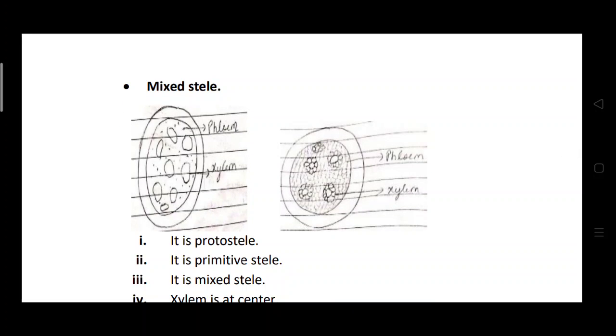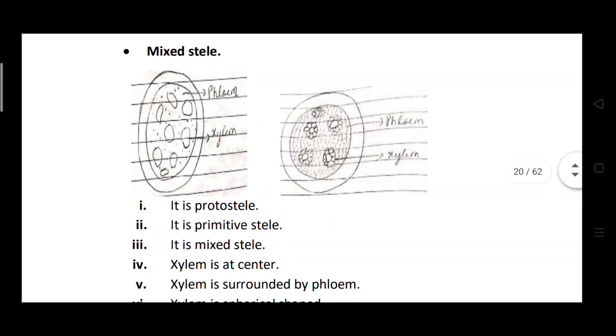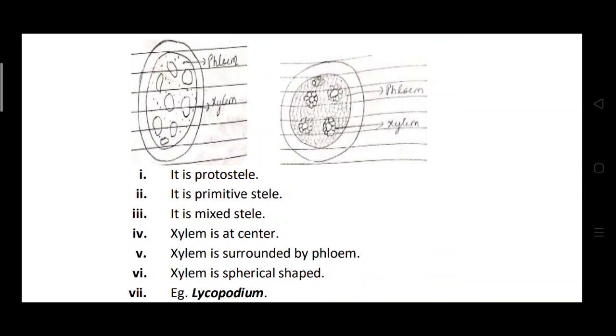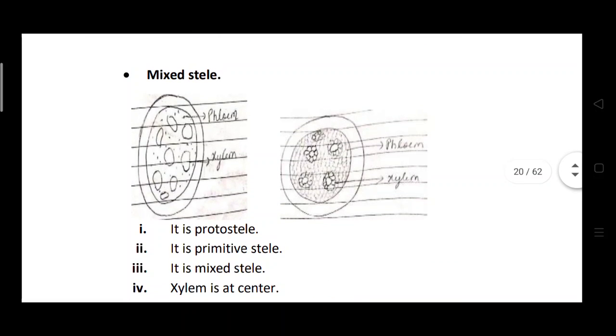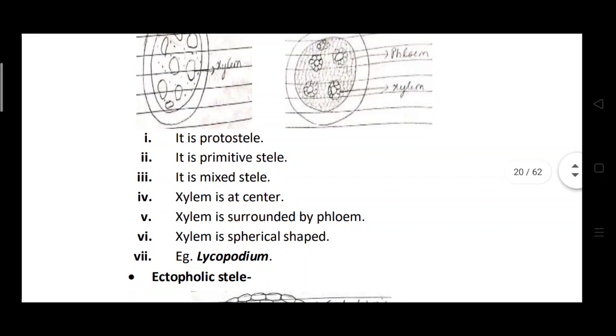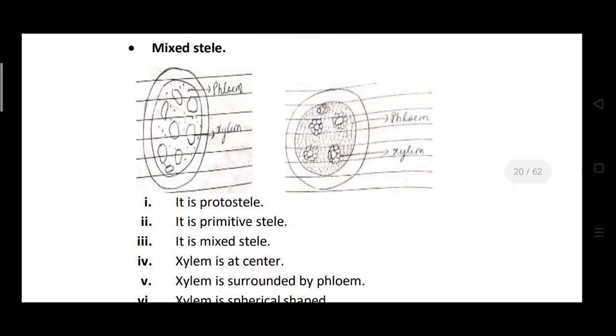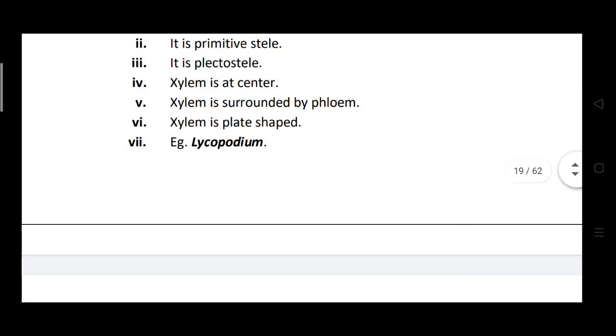Then the next type of protostele is the mixed stele. The first characters are the same: it is a protostele, a primitive stele, the xylem is at the center and surrounded by the phloem, but the main character of this type is that the xylem is spherical in shape. That's why the name mixed stele was given, and its example is Lycopodium. So these are the four main types of the primitive stele, that is protostele.